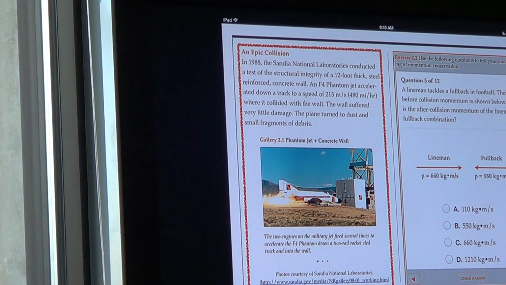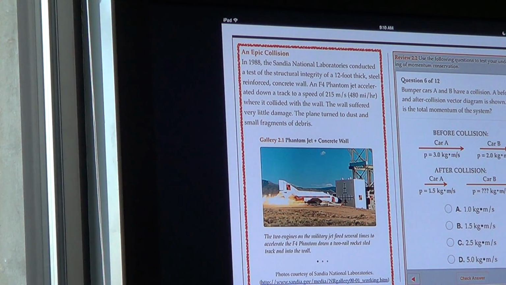Alright, a lineman tackles the fullback in football. Their before collision momentum is shown below. What is the after collision momentum of the lineman fullback combination? Think about the direction. Oh, yes. A. Good. Okay, bumper cars A and B have a collision. A before and after collision vector diagram is shown. What is the total momentum of the system?